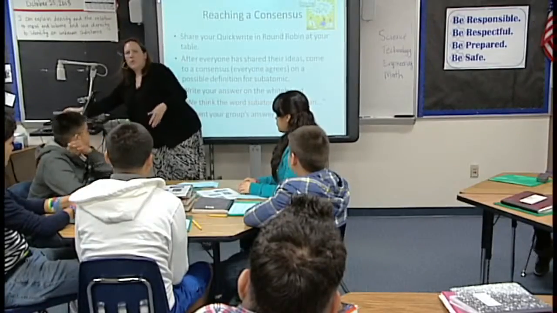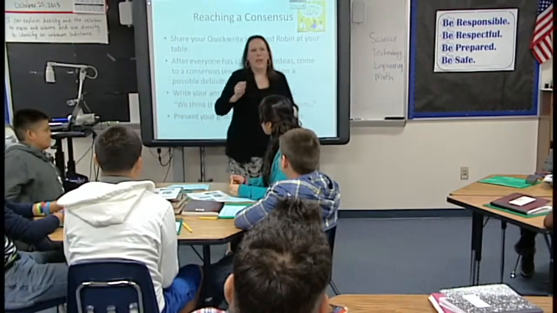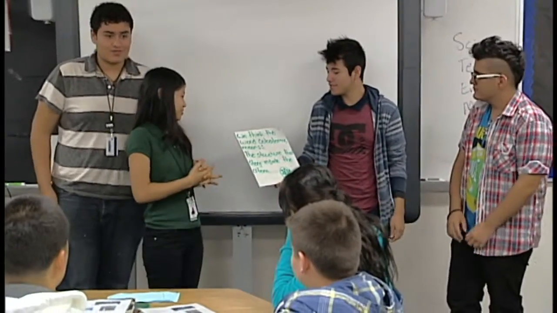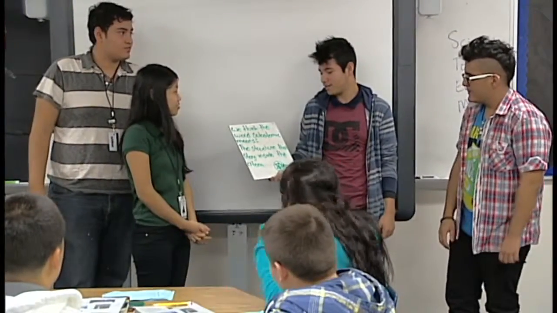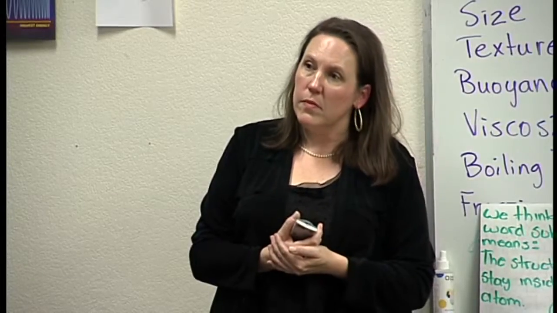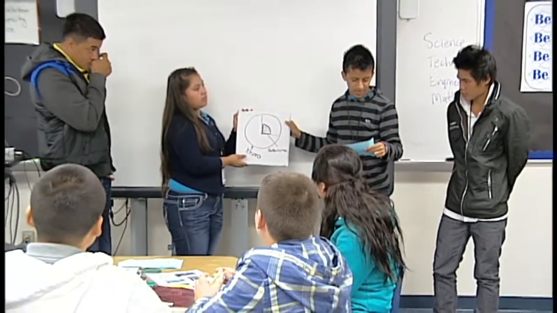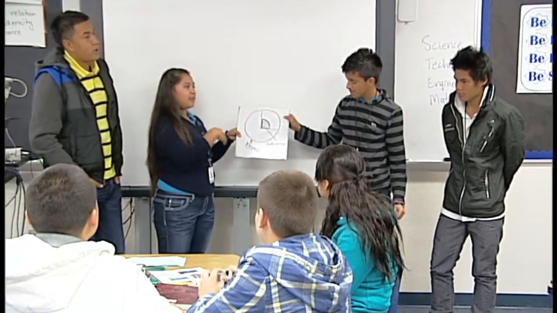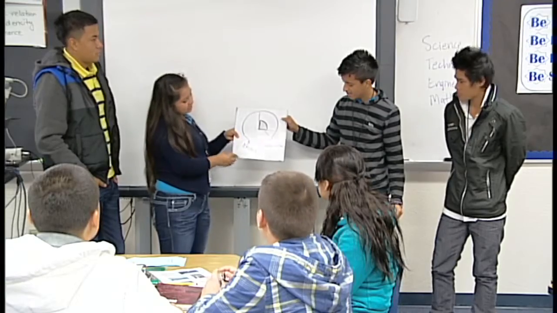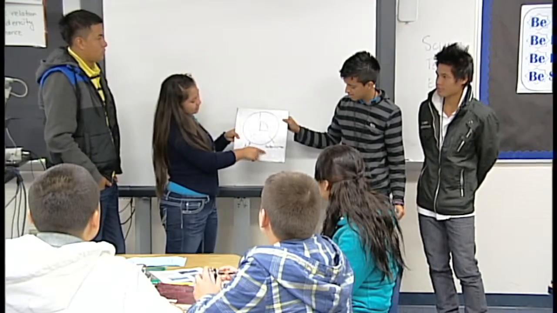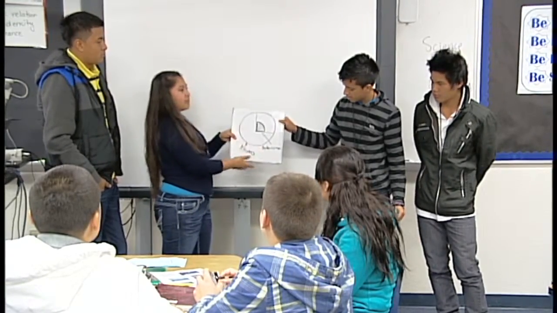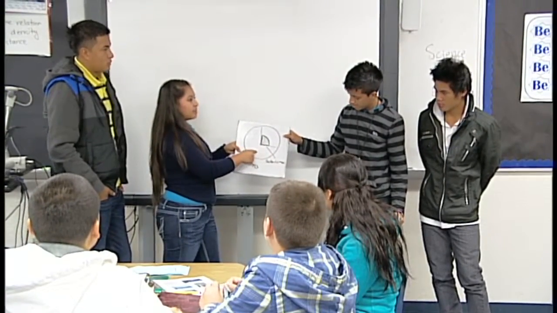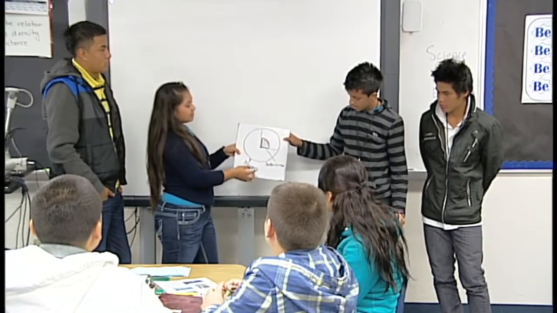I would like for each group to come to the front and share their picture and their definition. We think the word subatomic means the structure that stays inside the atom. The component that is under the atom. The drawing is the atoms, and this is the subatomic. Subatomic is under the atoms. Under? Okay. Yes. Nice job.